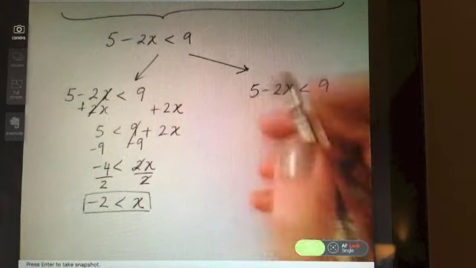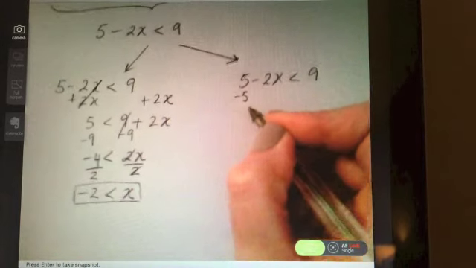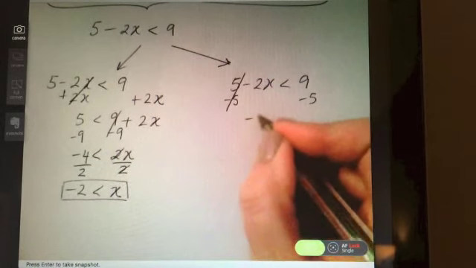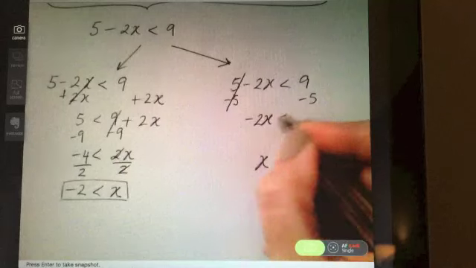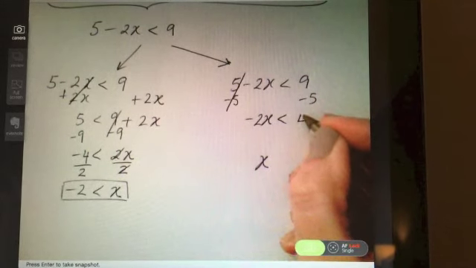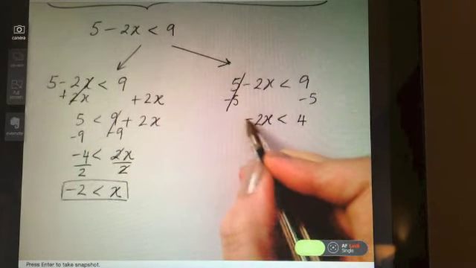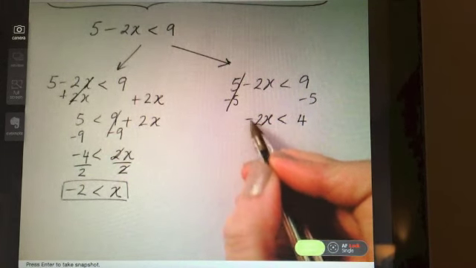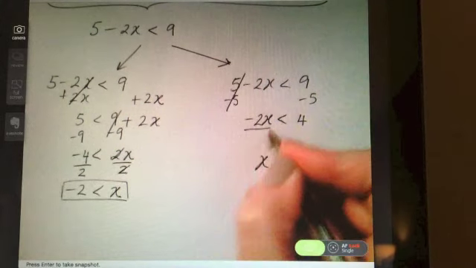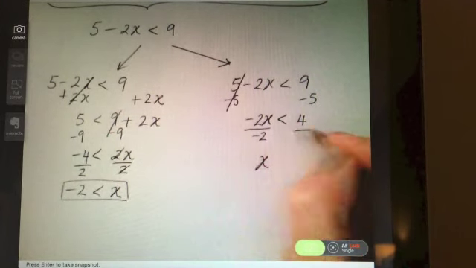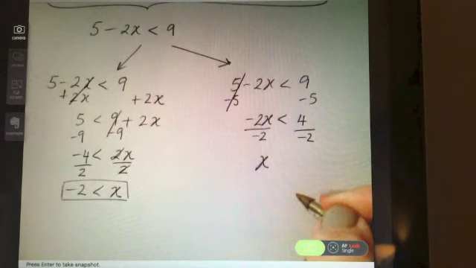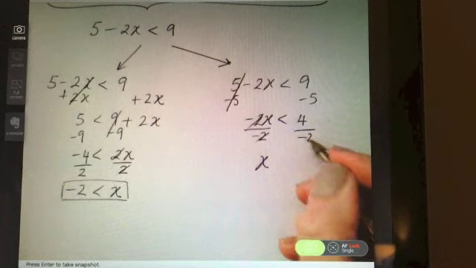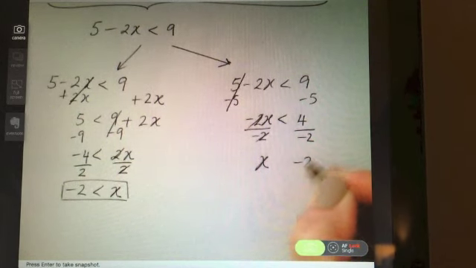So in order to get rid of this 5, I take it away. If I take away 5 from that side, I take away 5 from that side. That then leaves me with minus 2x. And 9 take away 5 is 4. Now, to get rid of the minus 2, which has been multiplied to the x, the only way to get rid of a minus 2, which is being multiplied, is to divide by minus 2. If I divide the left-hand side by minus 2, I divide the right-hand side by minus 2, and that gives me x. And then 4 divided by minus 2 is minus 2.